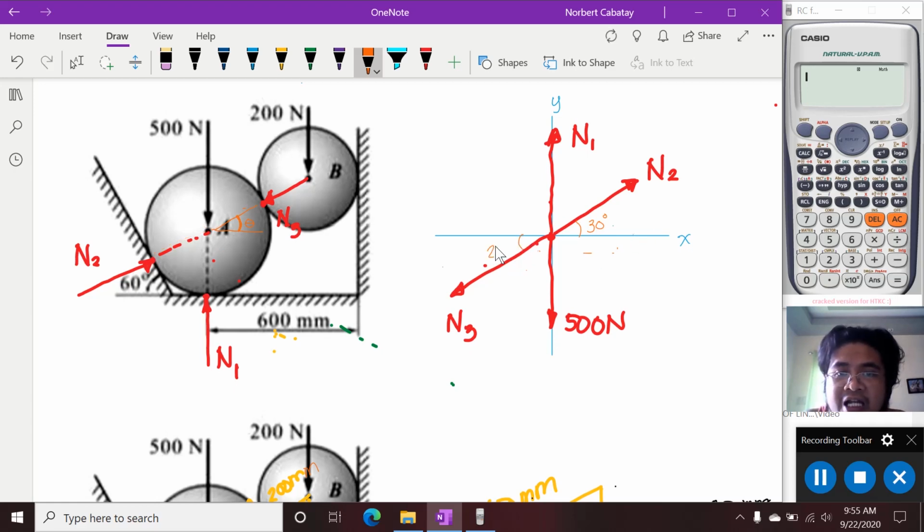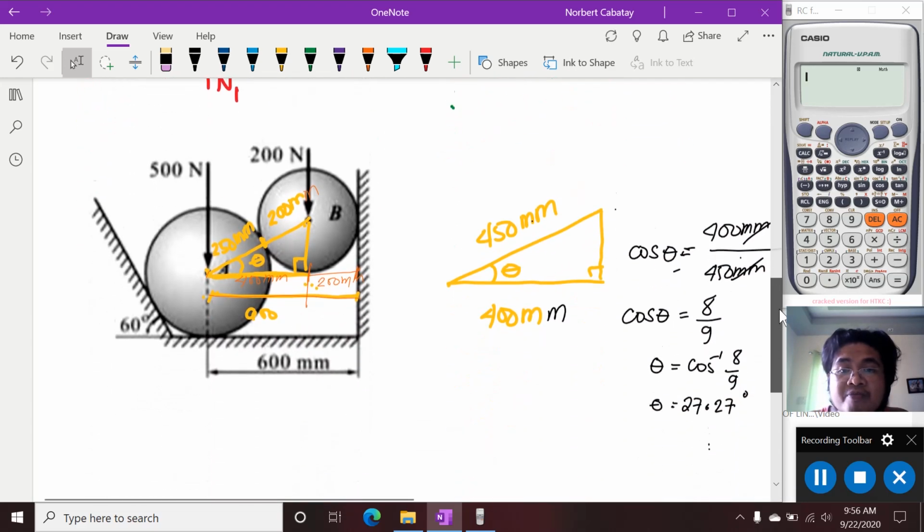So, as I was saying, class, mukhang parehas siya ng angle doon sa kabila, pero hindi siya kaparehas. So, do not assume. So, yan yung ating FBD1. Then, how about for our FBD2?